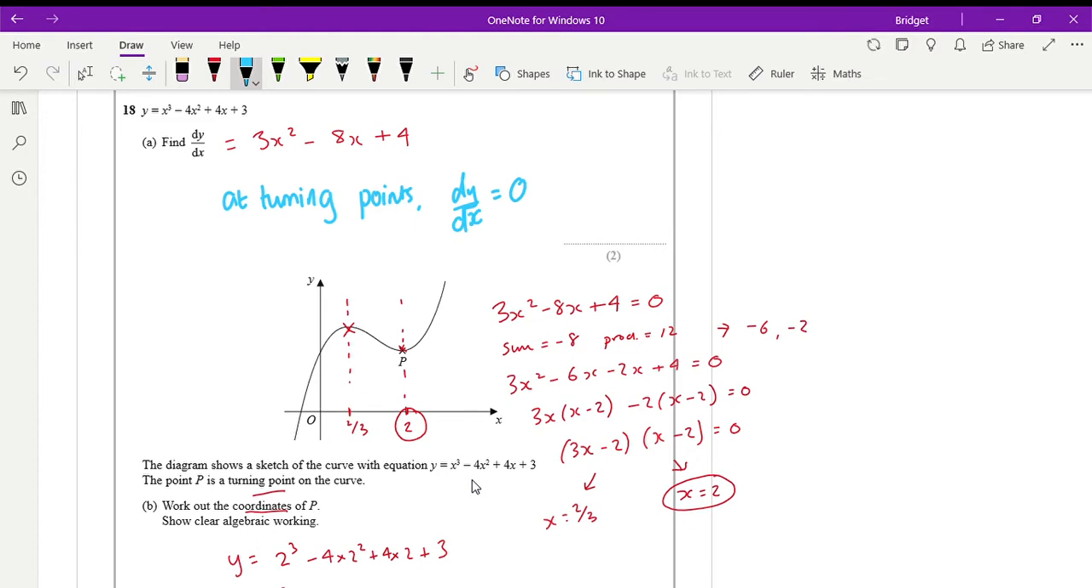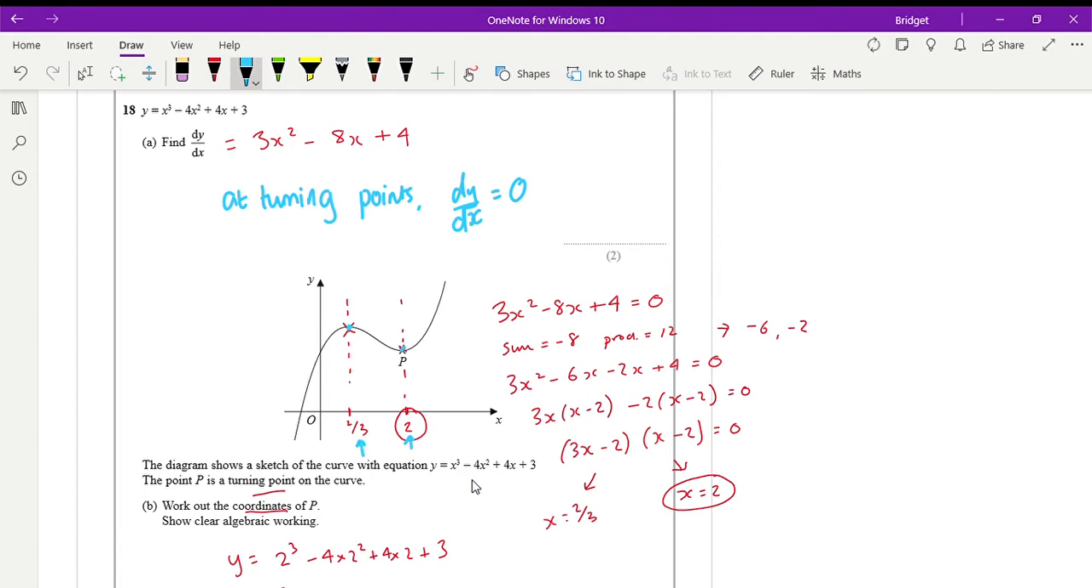So the gradient function, 3x squared minus 8x plus 4, has to be equal to 0, okay, at those 2 points. The rest of the time, the gradient's going to be there it's positive, there it's negative, there it's positive, but at those 2 points, there and there, it's 0. So then I solve that equal to 0 to find the 2 x coordinates where the gradient is 0, okay, which gives me those 2 points on the graph.